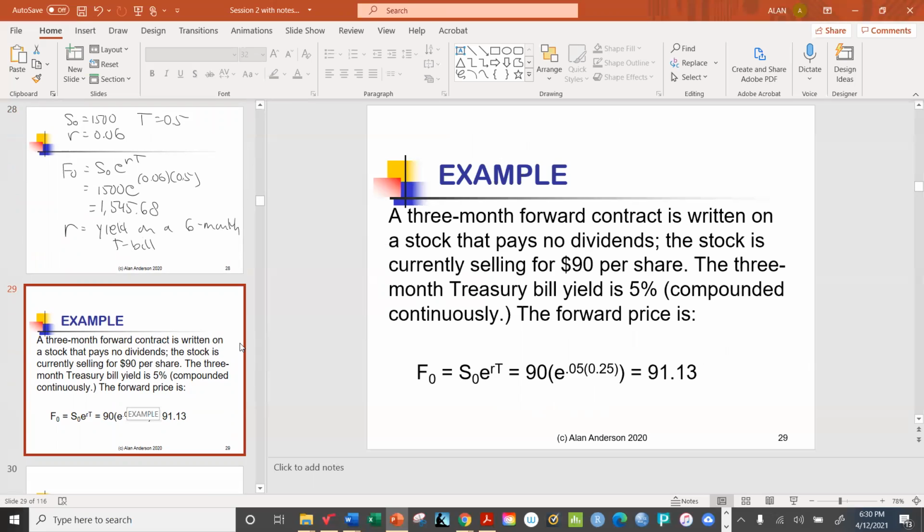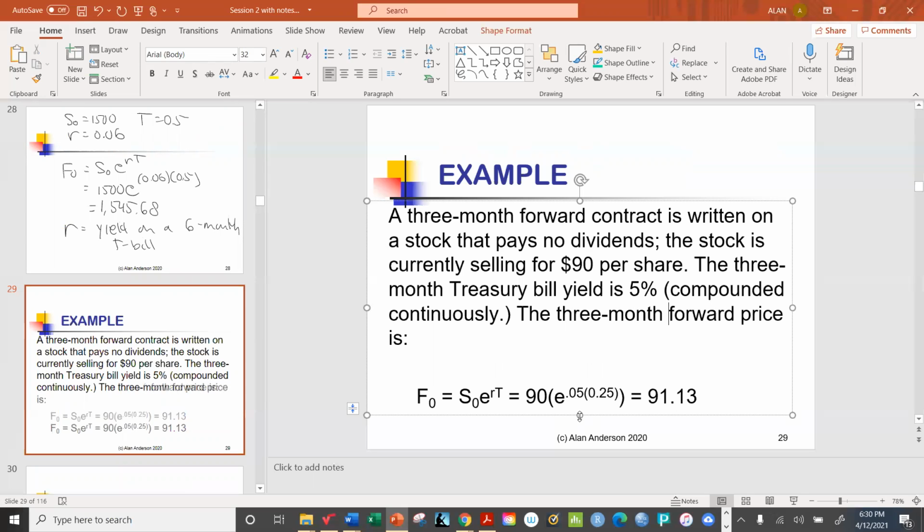Okay, now here's another one. A 3-month forward contract is written on a stock that pays no dividends. The stock is currently selling for $90 a share. The 3-month treasury bill yield is 5% compounded continuously. What's the forward price? In other words, what's the 3-month forward price, to be more precise. And so you see I plugged in the numbers.